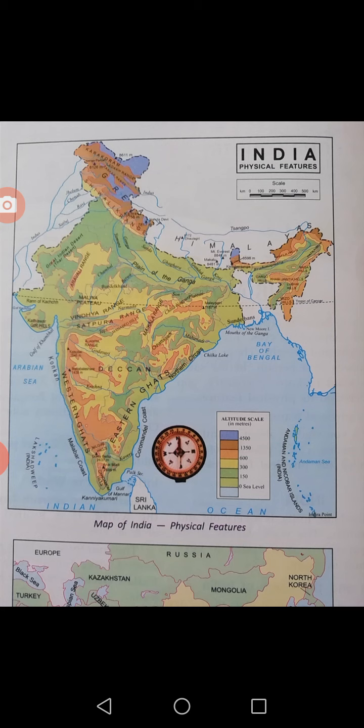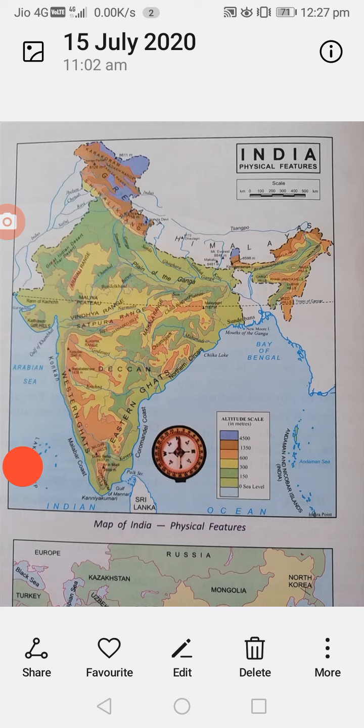These are the physical features of India. See the physical features of India. The scale is provided on the top right side, scale in kilometers. On the south side, an altitude scale is given. At the below right corner, the altitude scale is shown with different colors. See in this map, India has got different colors.